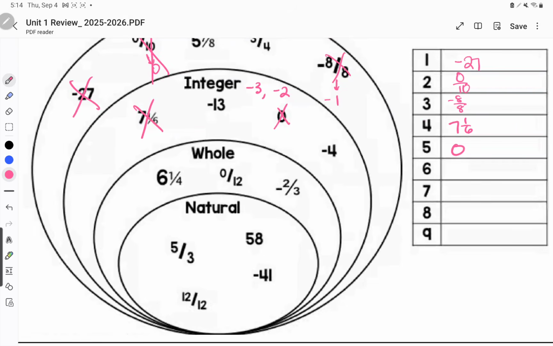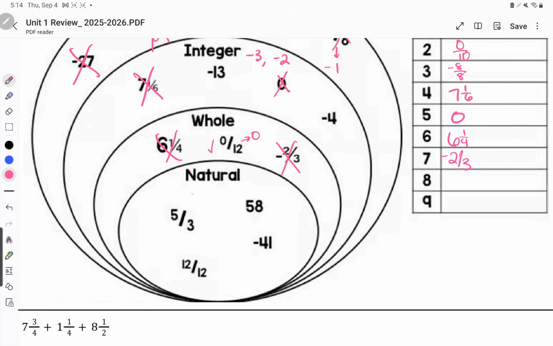All right, for whole numbers, those are whenever there is natural on there, just a 0. Nothing else can go into the whole number category except for 0. 6 1/4 is not 0. 0 divided by 12, we just talked about how a 0 divided by anything gives you 0. So this one's actually good. Negative 2/3 is not 0. So that one's classified incorrectly.